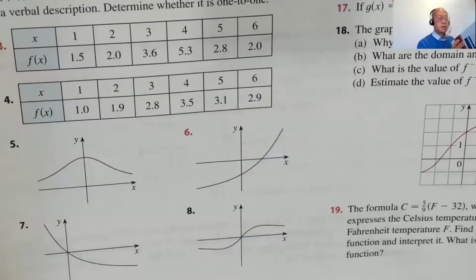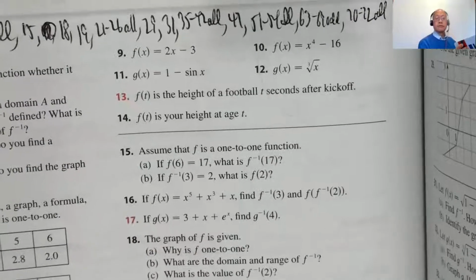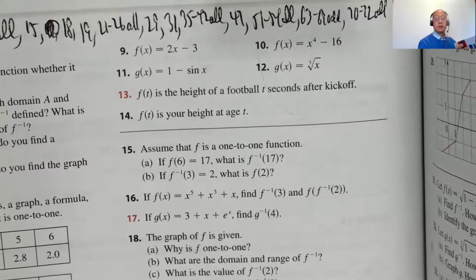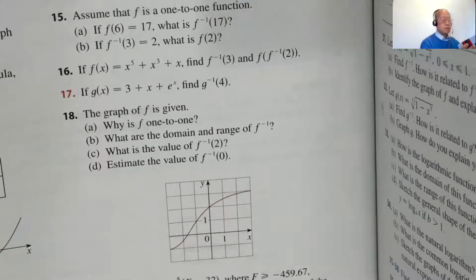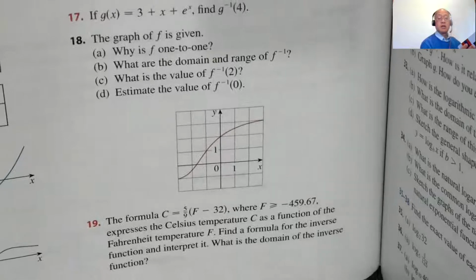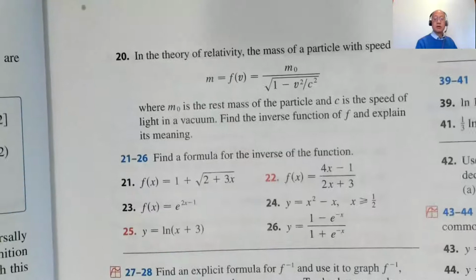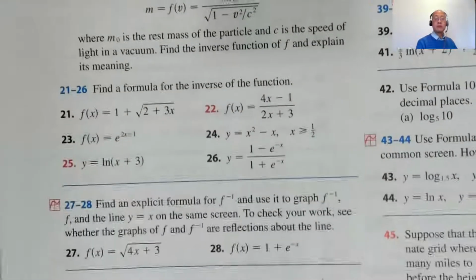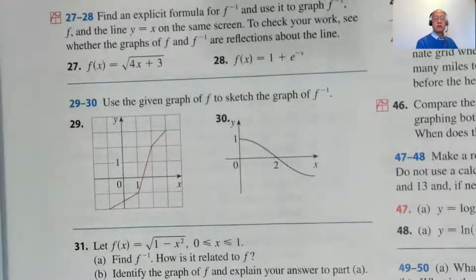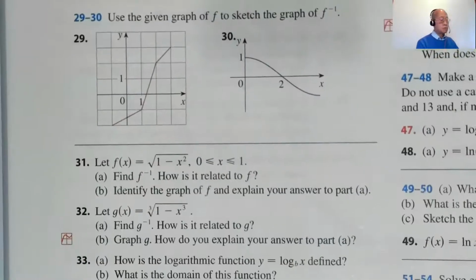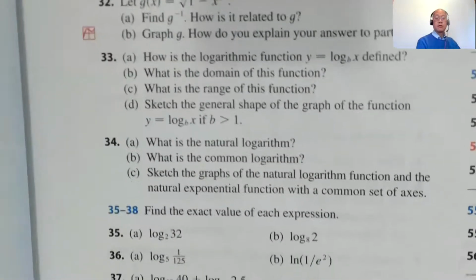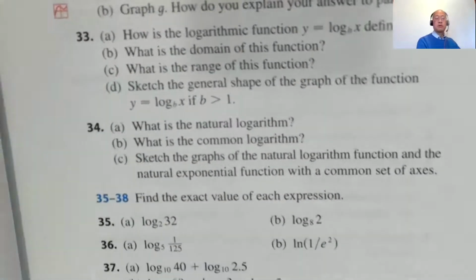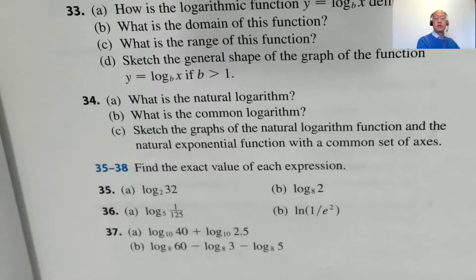3, 4, 5, 6, 7, 8. That shows you up to maybe 17-ish, 18, 19. This is on page 67, in the very bottom there. You have to kind of turn the book sideways to get it all in.